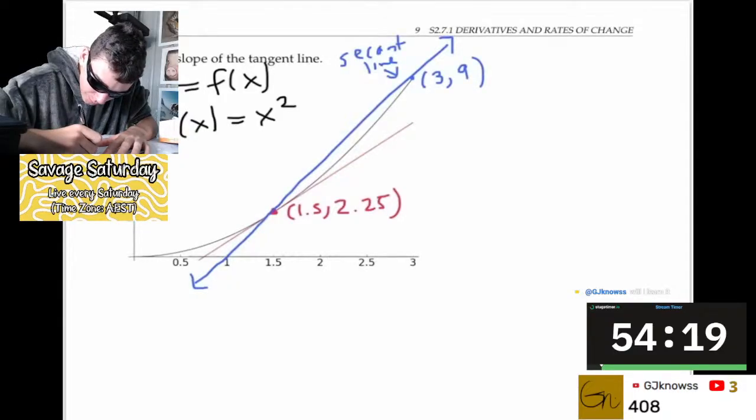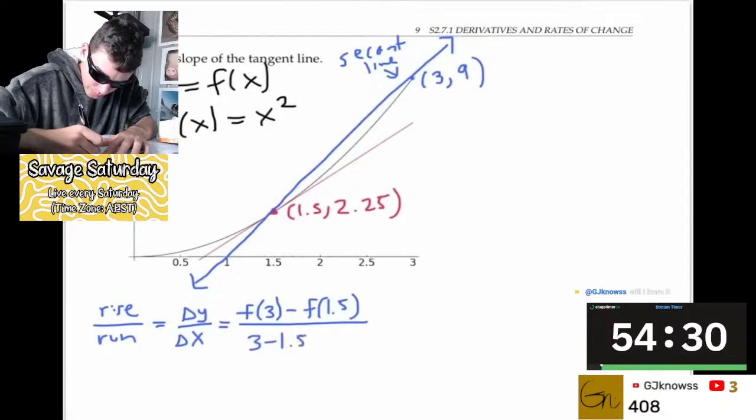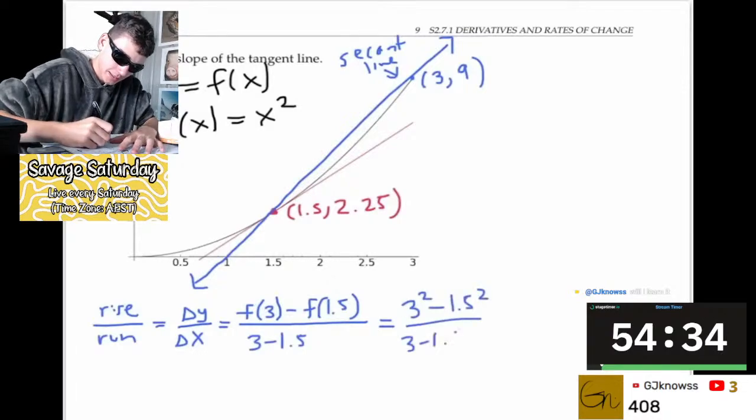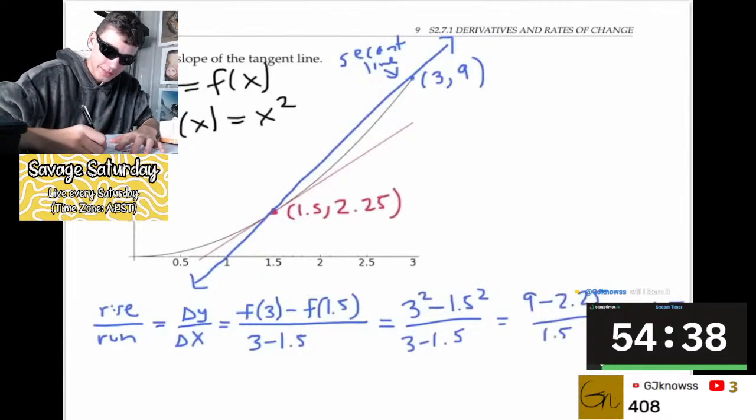To calculate the slope of my secant line, I use the fact that slope is rise over run, or in other words, the change in y over the change in x, and that's going to be written in function notation. f of 3 minus f of 1.5 gives me the change in y, and 3 minus 1.5 gives me the change in x. Since f of x is x squared, it's 3 squared minus 1.5 squared over 3 minus 1.5, so that's 9 minus 2.25 over 1.5, which ends up as 4.5. So 4.5 is the slope of the secant line.